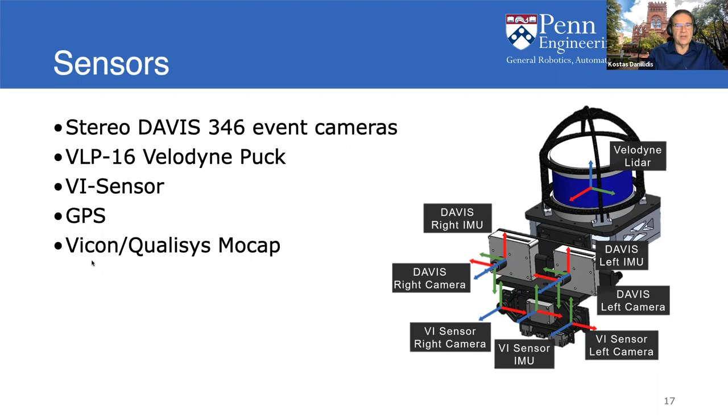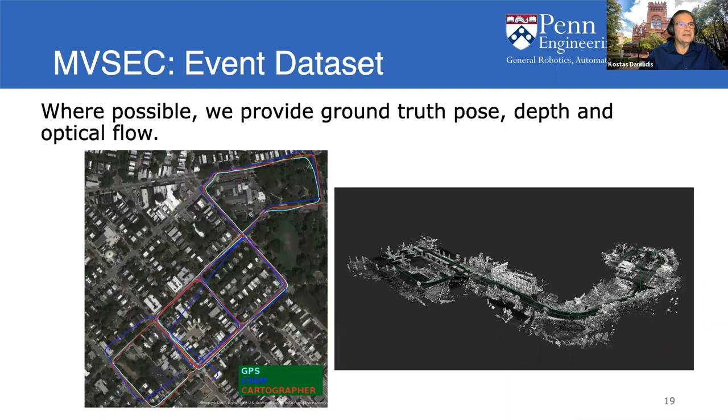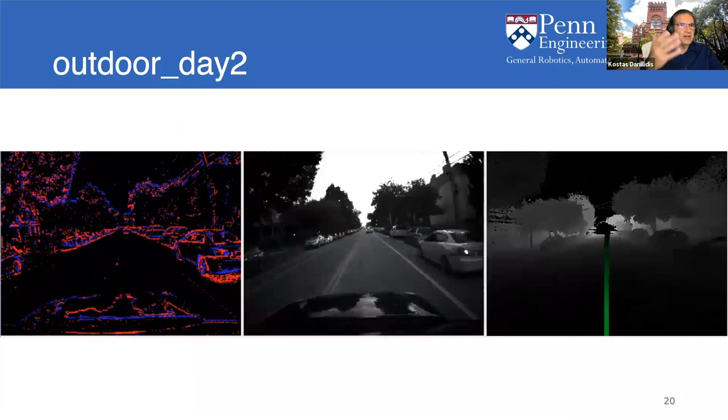And we captured sequences by mounting this platform that included the DVS on a motorcycle, on a car, and on a drone. And we drove around the city and during several times of the day. We created a full reconstruction so that we have ground truth depth as well as ground truth pose and optical flow, using the reconstruction you see on the right. And this is how these sequences look.